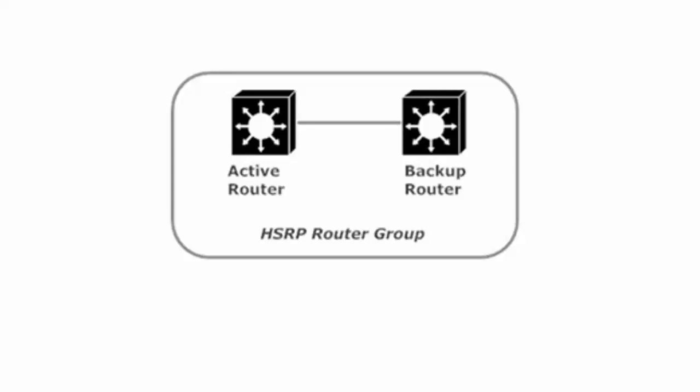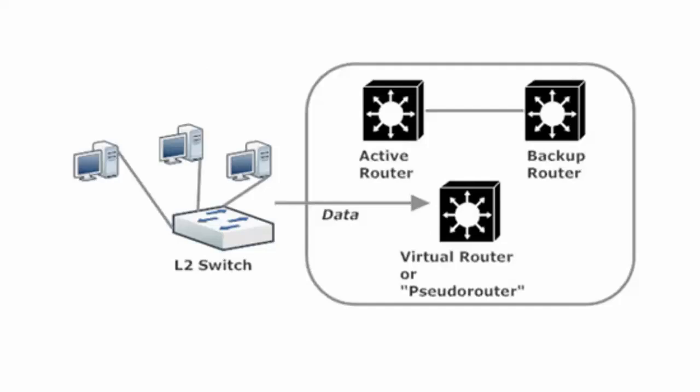One of them is going to be selected as the active, and the others in the group will be selected as the backup router. Now, how we'd set this up is that when you create that HSRP group, you are actually creating a virtual router or a pseudo router. Virtual router is the term you're going to hear more often, but I want you to know both of those. And what happens is the switch is going to think that it is forwarding data to that virtual router, when in fact it is forwarding data to the active router in the HSRP group.